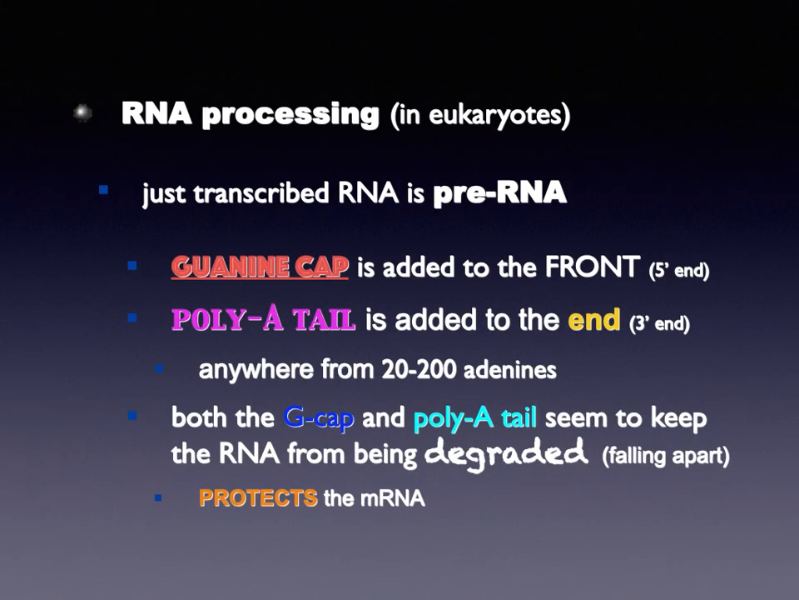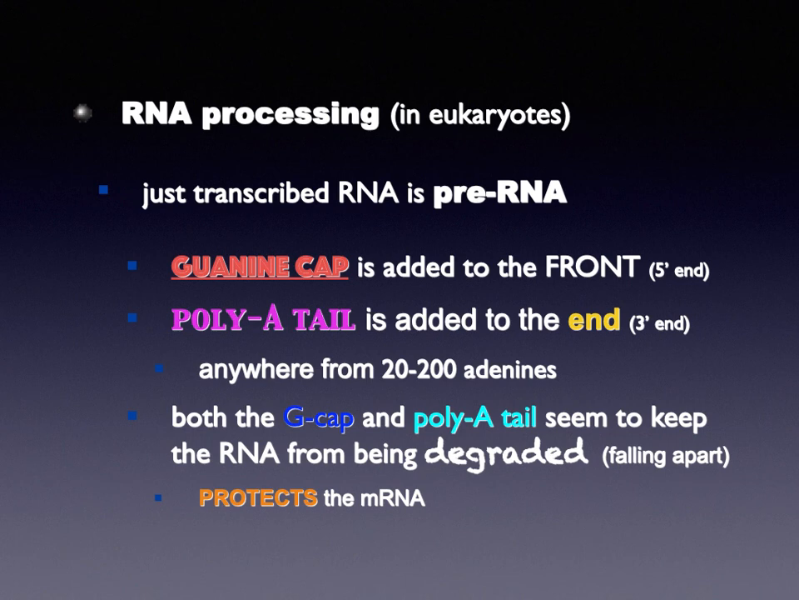RNA processing: the just transcribed RNA is called pre-RNA. And we're going to put a cap on the front and a tail on the end. It's a guanine cap. It goes on the 5' front end, and a poly-A tail, meaning a whole bunch of adenines. Poly, many, A, adenines. It's added to the end, and it can be anywhere from 20 to 200 adenines.